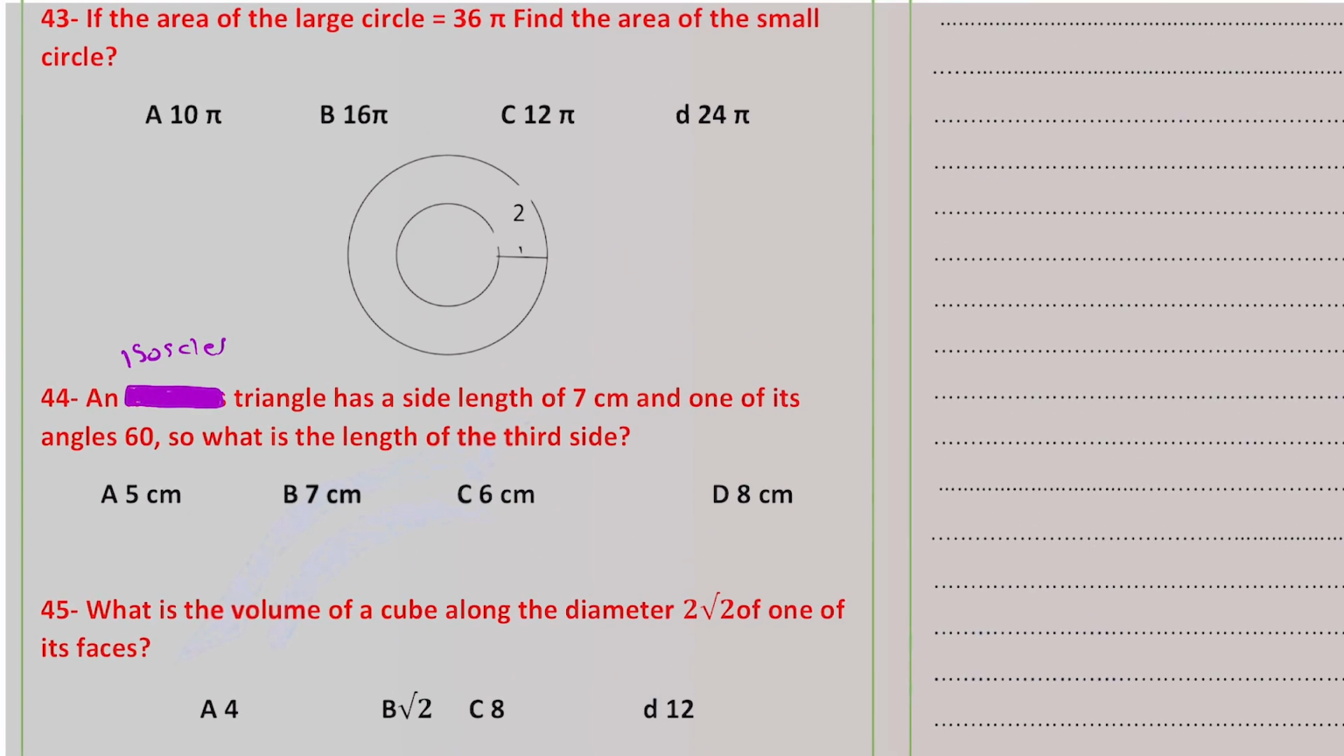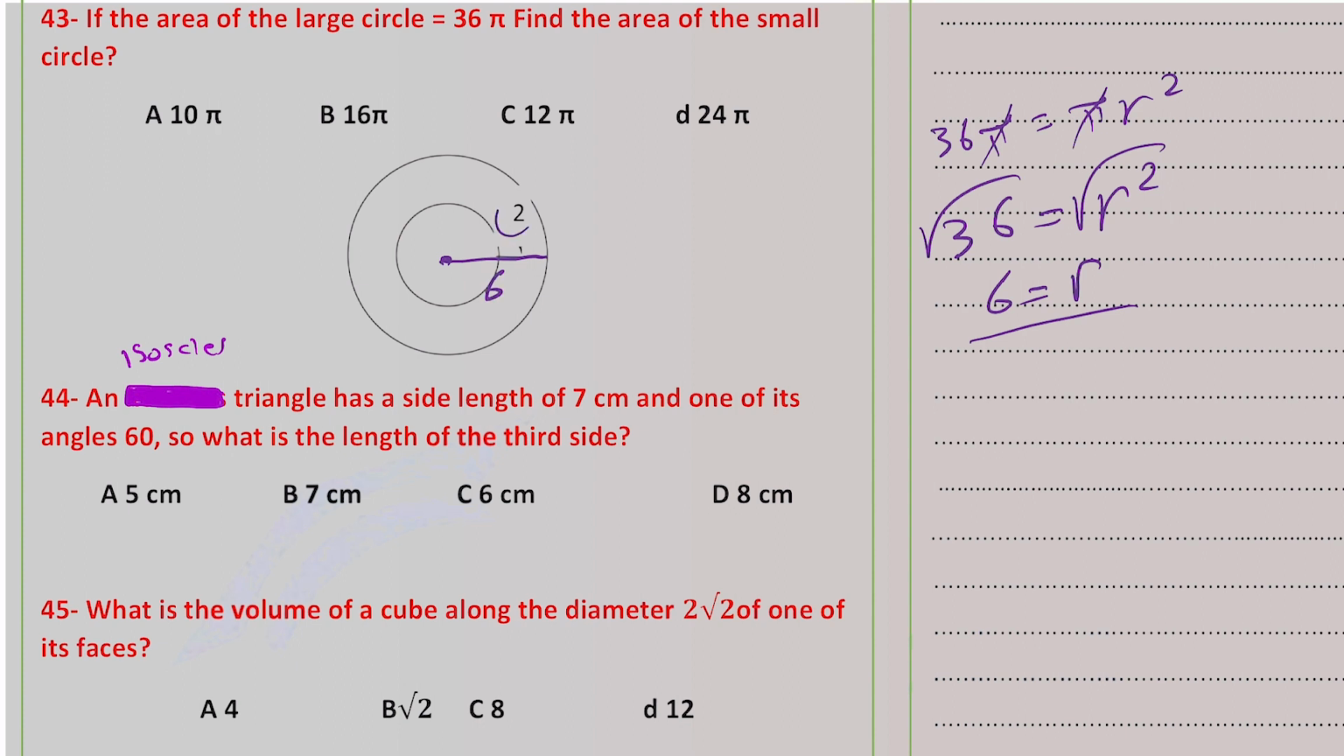43. The area of the large circle is 36 pi. Okay? Always, if I have a quantity, write the rule. Area of a circle equals pi r squared. Now I will erase the area and write here 36 pi. Cancel pi and pi. r squared equals 36. Take the square root on both sides. r equals 6. So the long radius is 6. From here to here it's 6. So the short radius will be 4 because 6 minus 2 is 4.